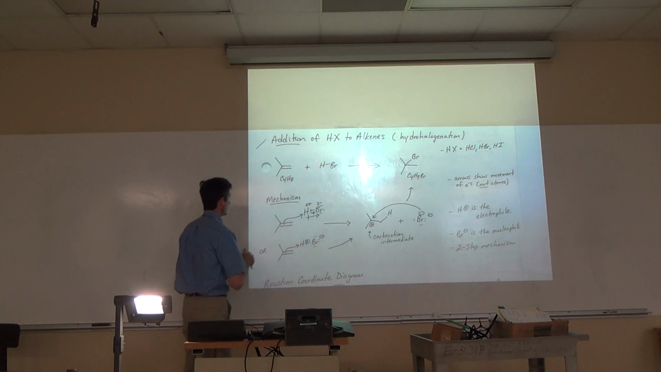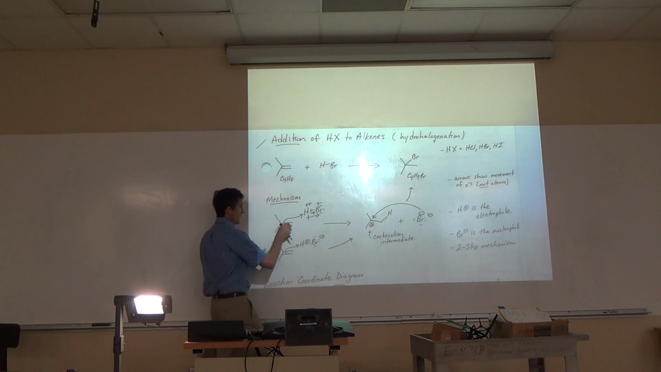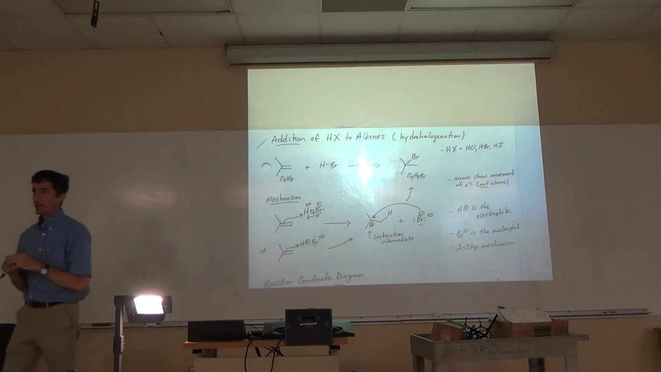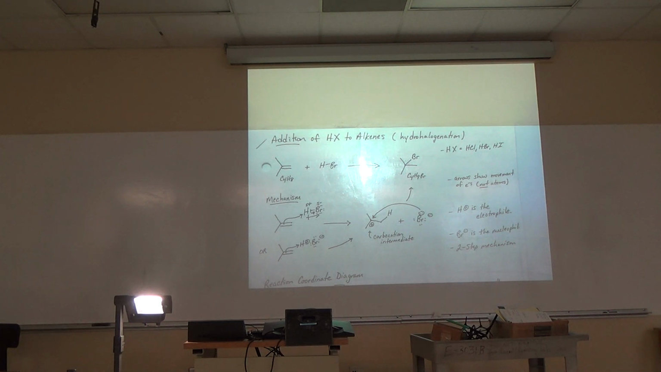Using arrows. Okay. The pi electrons are a source of reactivity. Pi electrons are not held tight. That pi bond is not a strong bond. Okay? Those electrons can react almost like a lone pair, not quite as reactive as a lone pair.